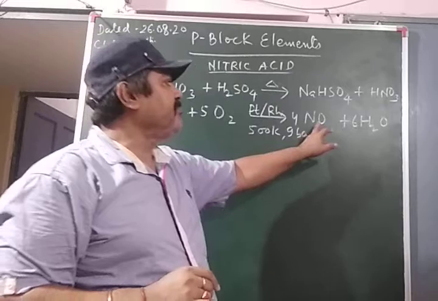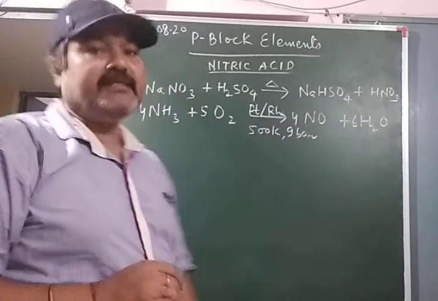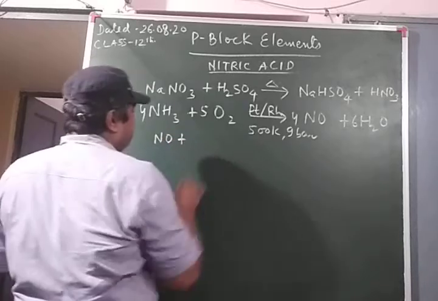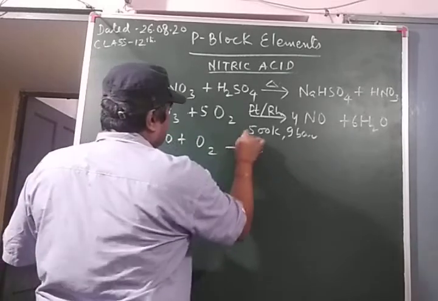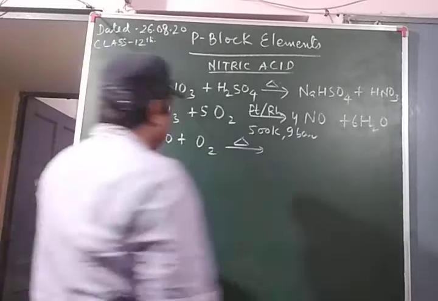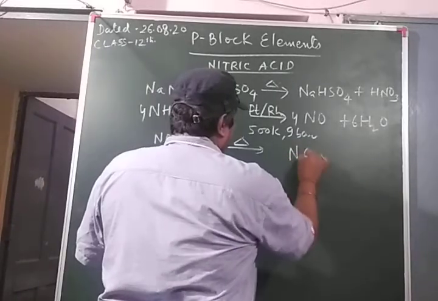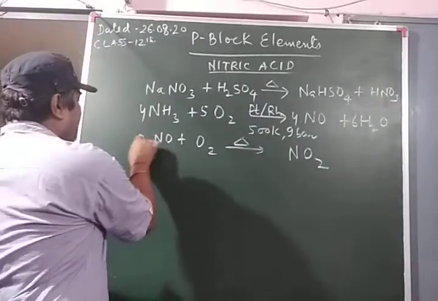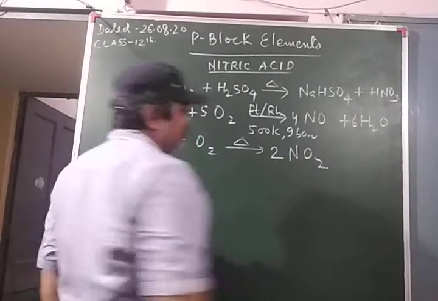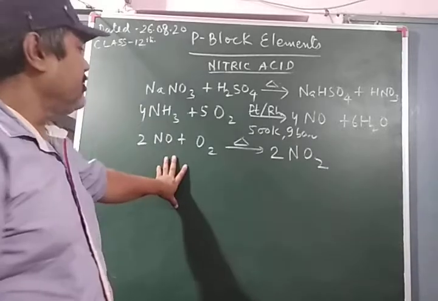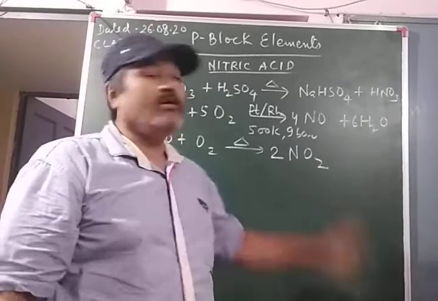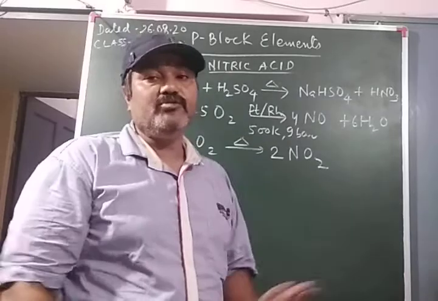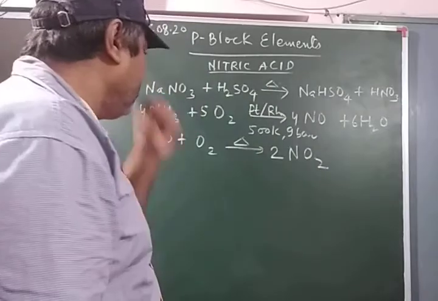In the next step, this nitric oxide is reacted with oxygen. Nitric oxide plus O2, this is heated, and nitrogen dioxide is formed. On balancing it, 2NO plus O2 gives 2NO2. ध्यान दीजिए बच्चों, balancing of inorganic reactions is very necessary. Without balancing, there is no meaning of the reaction.